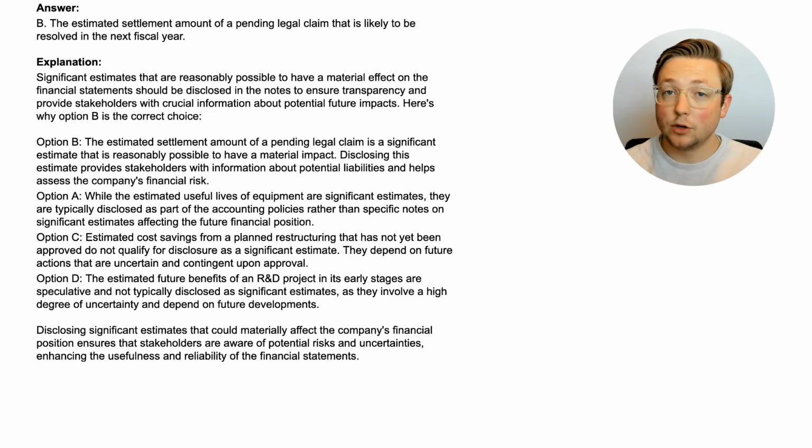So basically, if something could happen in the future that is going to adversely affect the company, it hasn't happened yet, but it's reasonably possible to happen, and it would really affect the company. It's wise, and you should disclose those things to be transparent so people know what's coming.